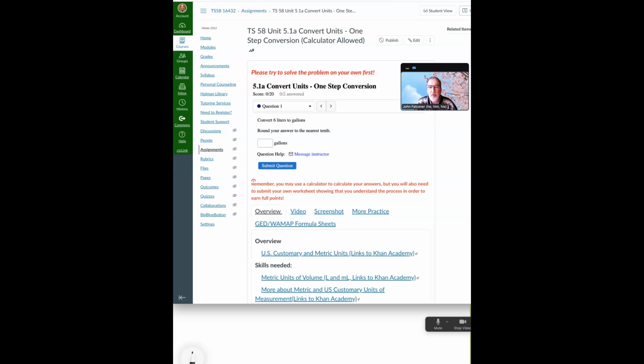Hello everybody. We're going to take a look at Unit 5.1a, Converting Units. And this is our first go at doing unit conversion.